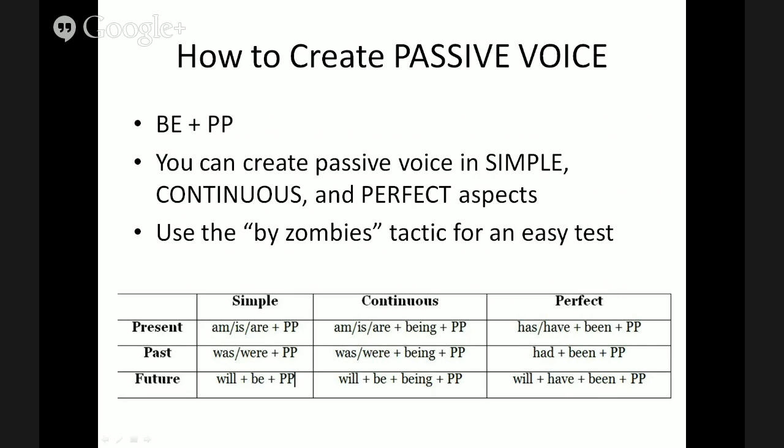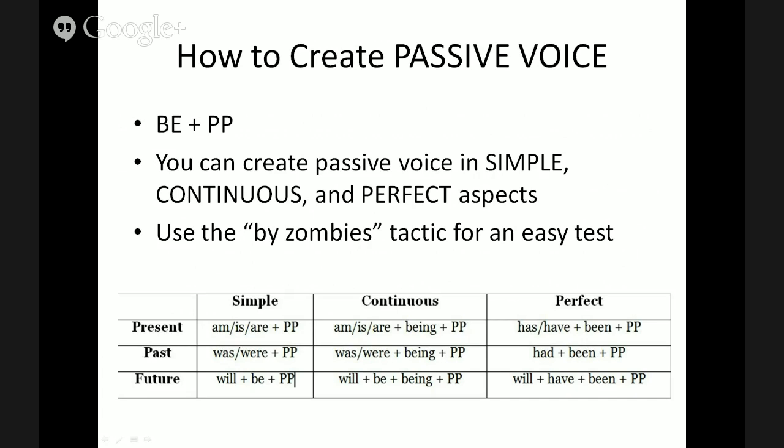And if you need an easy test that certainly doesn't work for everything, you can use the "by zombies" tactic. This was made famous by someone, this is not mine, by the way, this is another English teacher who was trying to figure out how to teach her students to identify the passive voice, and it does work. You just tack on "by zombies," and you can figure it out.